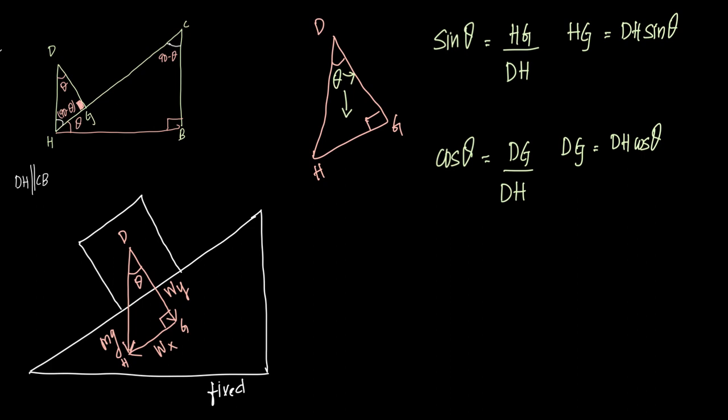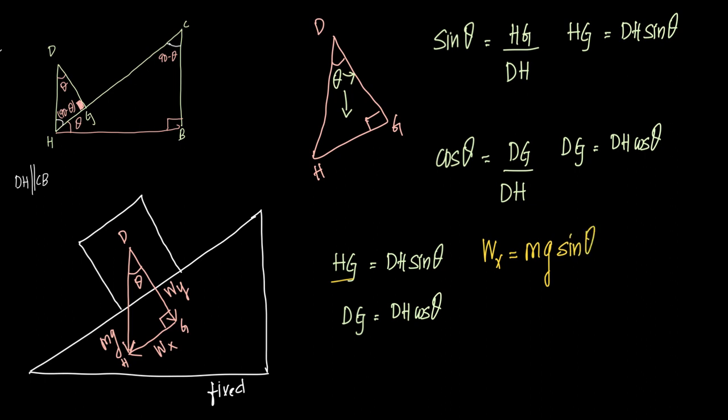So let me rewrite these two here. HG is equal to DH sine theta and DG is equal to DH cos theta. Now let us try to bring these variables here. So what is HG? See from the figure, HG is Wx, right? So let us write it first. Wx is equal to, what is DH? DH represents mg, right? So Wx is equal to mg into sine theta. That is our first important point. Wx is equal to mg into sine theta.